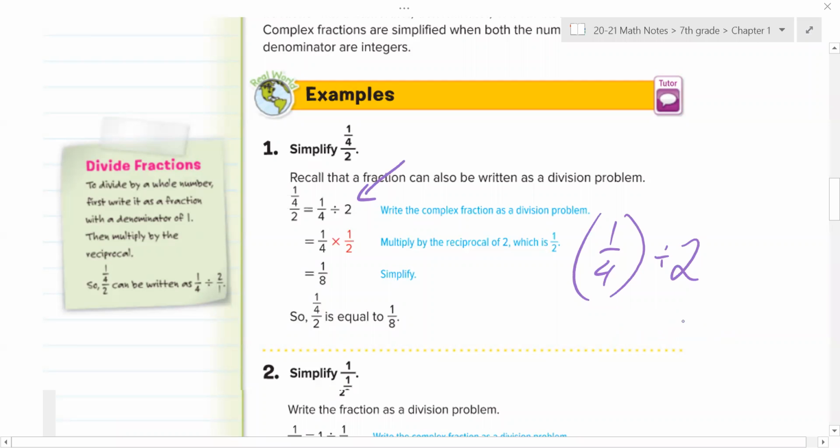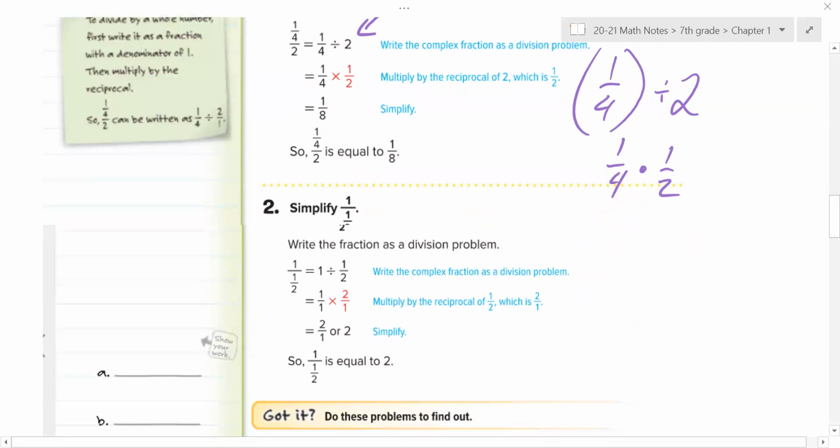So we have 1/4 divided by 2. Since we are going to be multiplying by the reciprocal, the reciprocal of 2 is 1/2, and we get 1/8. So 1/4 divided by 2 is equal to 1/8.